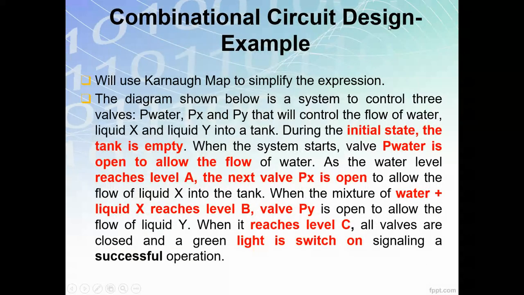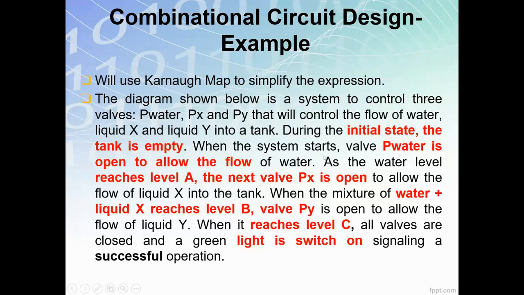The diagram shows a system to control three valves, which are P water, PX and PY, that control the flow of water, liquid X and liquid Y into a tank. During the initial state, the tank is empty. Initially they are empty.